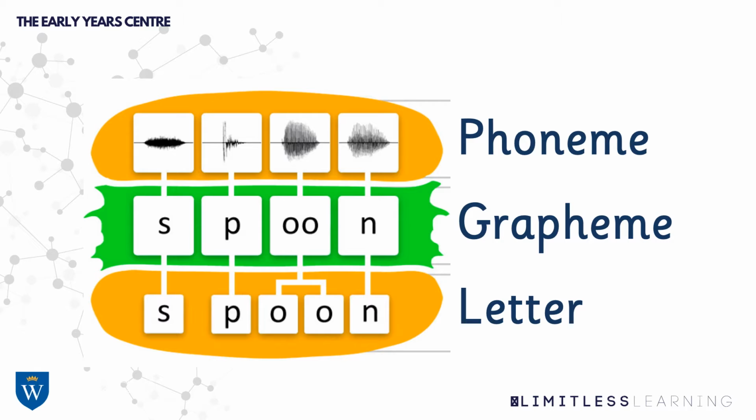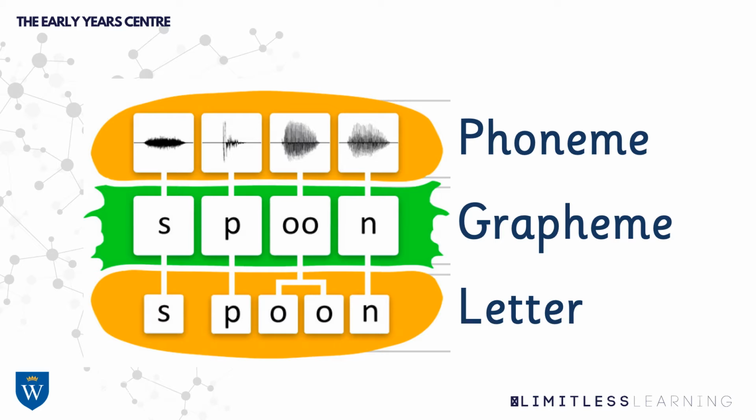There are three key components. All words are made up of individual sounds, and these sounds are called phonemes. For example, the word spoon is made up of the sounds s, p, oo, n, and these sounds are merged together to form the word spoon.